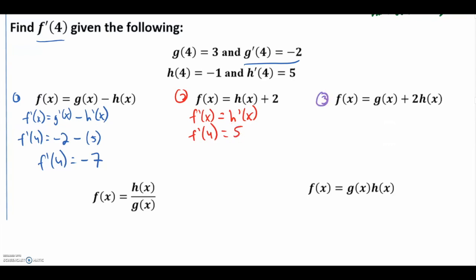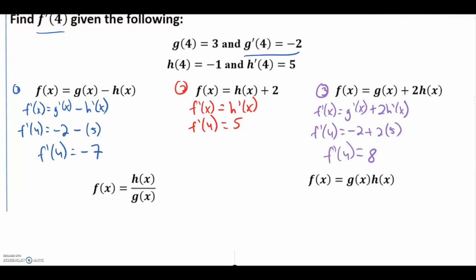For example 3, f of x is defined as g of x plus 2 times h of x. So f prime of x will be, it's a sum, so I can take these separately. The derivative of g of x is g prime of x. And there's my constant multiplier 2, so the derivative of 2h of x will be 2h prime of x. And for f prime of 4, we'll substitute in the values we know. Now g prime of 4 is negative 2, plus 2 times whatever my h prime of 4 is, which was 5, and f prime of 4 will be equal to 8.